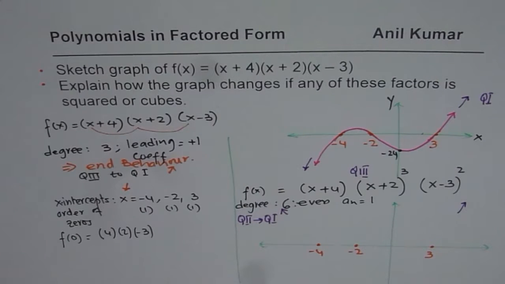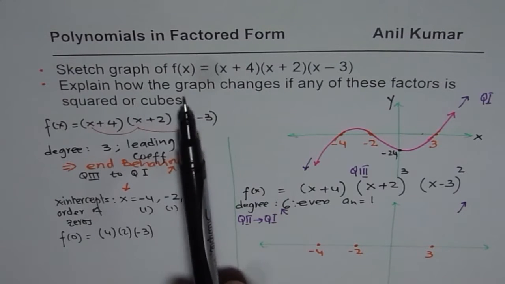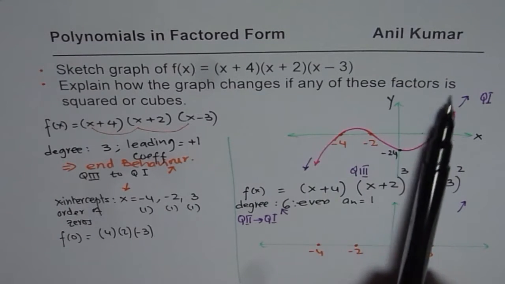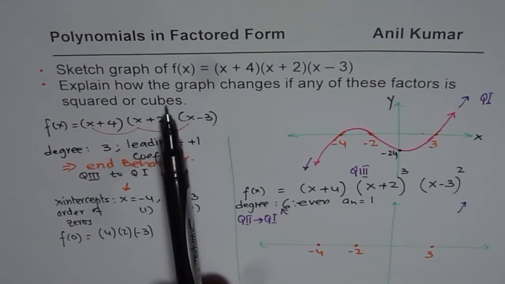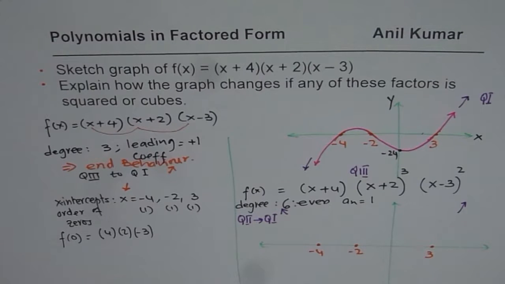Now let us try to understand what happens at the x-intercepts. How does the graph change at an x-intercept? This is the major thing which we have to understand, and that's what the question is: explain how the graph changes if any of these factors is squared or cubed. We squared this one and cubed the other one, so we'll see both the effects. Let me begin from the left side. Whenever you're sketching a graph, try to move from left to right.